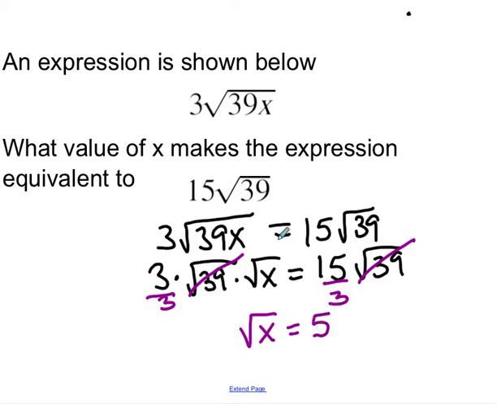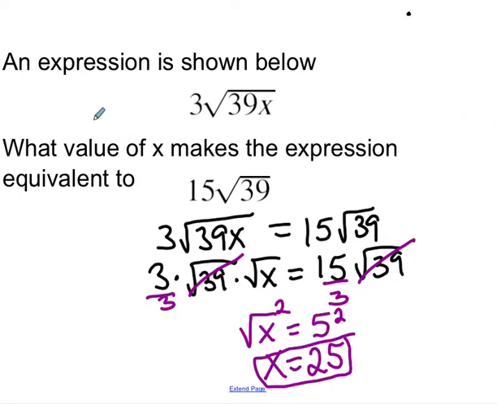So we need to think of a number that when we take the square root of it, we get 5. This does not say x equals 5. It says the square root of x is equal to 5. So to undo that, we're going to square both sides. So x equals 25. That will give us our answer that will allow us to simplify 3 times the square root of 39x to become 15 times the square root of 39.